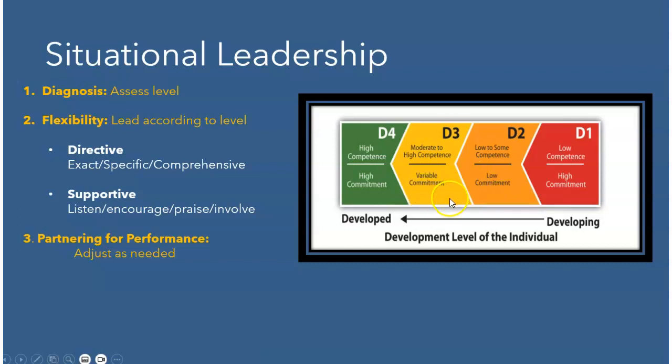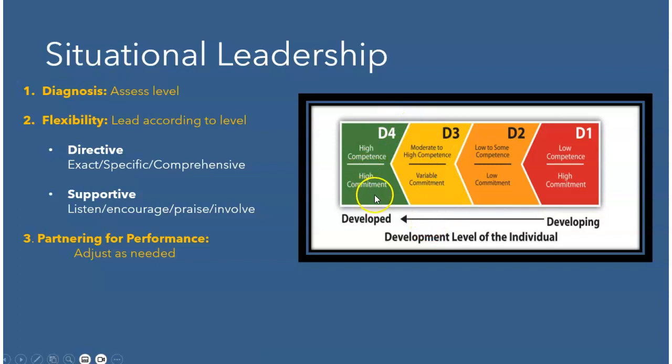Our S3s, okay, these people are moderately to highly competent, but they might have variable levels of commitment. Maybe they're questioning their role. Maybe they have some life changes where they need less on the direction side and more on the support side.